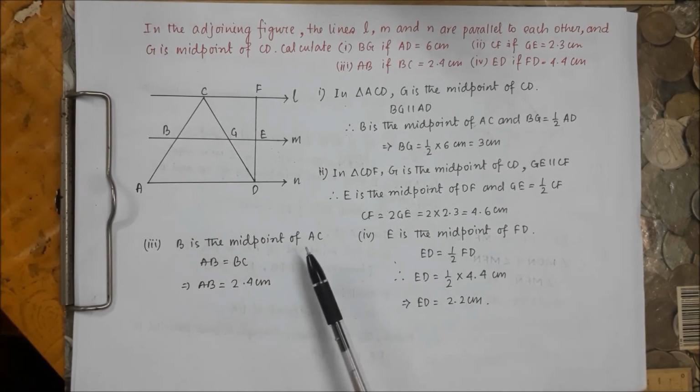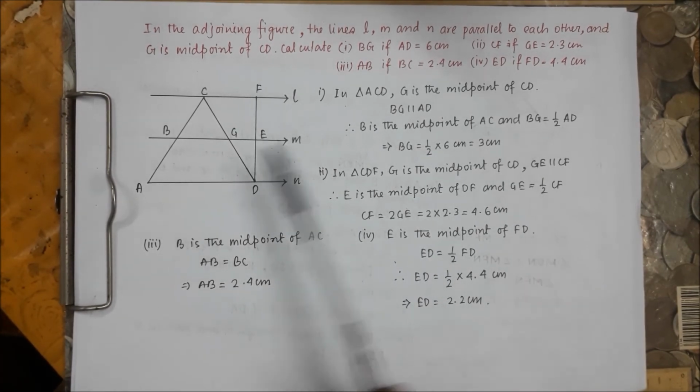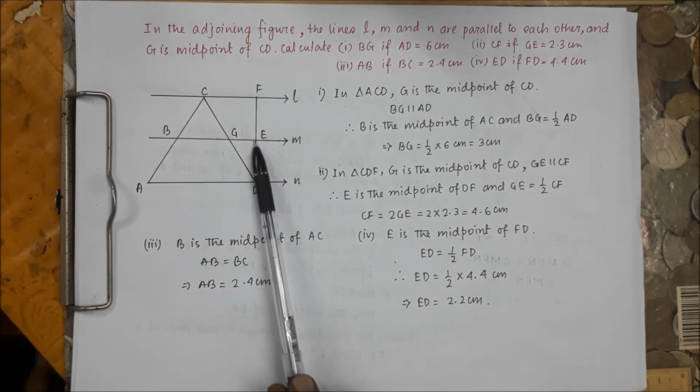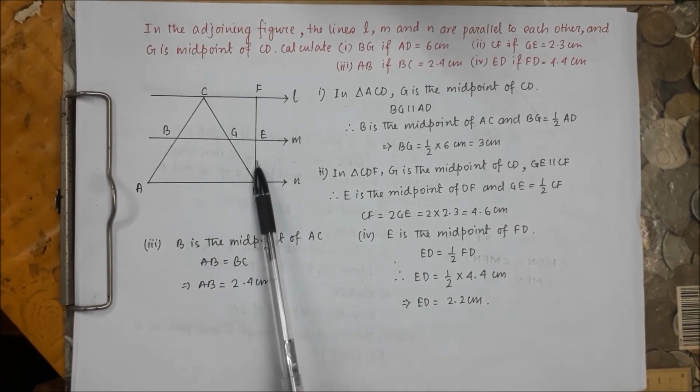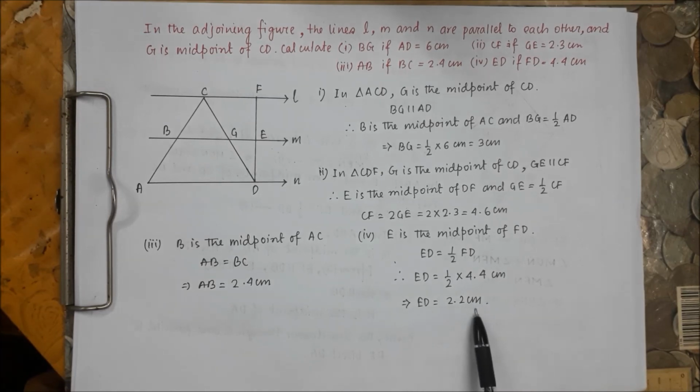And the last part of the sum is we need to find out ED. So E is the midpoint of FD. Therefore we can say that ED is equal to half of FD. Therefore ED is equal to half of 4.4 cm. That means ED is equal to 2.2 cm.